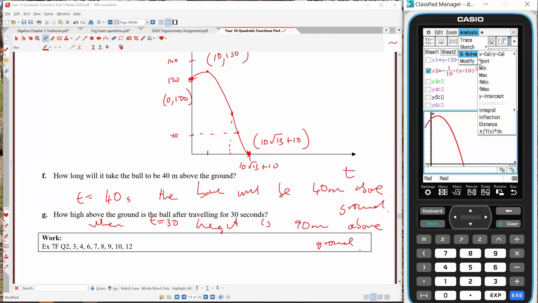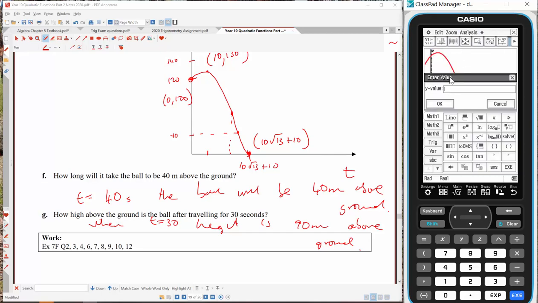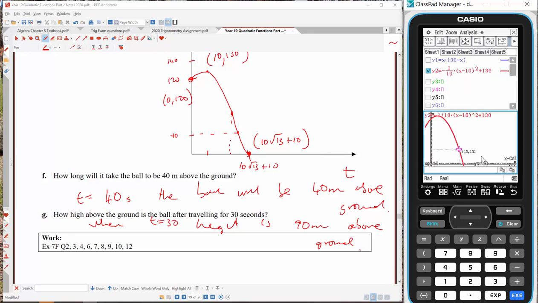So G-solve. All right, what I want is the length of time. That's an X calculation. And what that says is, tell me, I'm going to give you the X value when Y is equal to what? So 40 metres above the ground. So we type in 40 there. And what it does is it produces the 40 that we found before. Note that if I move the arrows around, it's only going to give us the positive one because the negative one is out of the screen. So that's how I could have done it, by using G-solve.